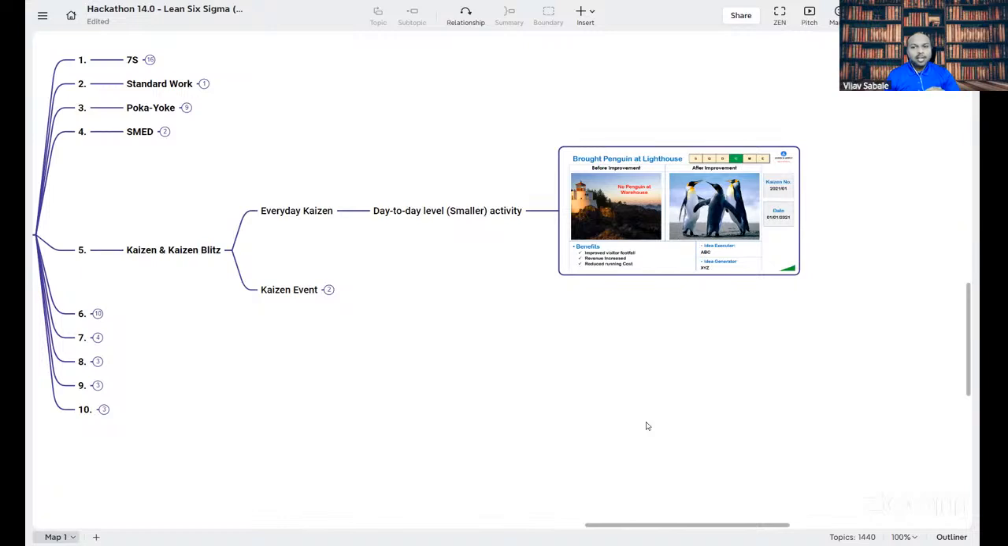Every improvement that you do must be documented in a before and after format. That means you state what the before situation was, what actions you took, and after that what improvement you got. You can always have the benefits: by implementation of that countermeasure or activity, what benefits did you get? Who is the executor? Who is the idea generator? What is the Kaizen idea? You must have a unique number for each and every Kaizen that you implement, and you must also have the date of implementation.